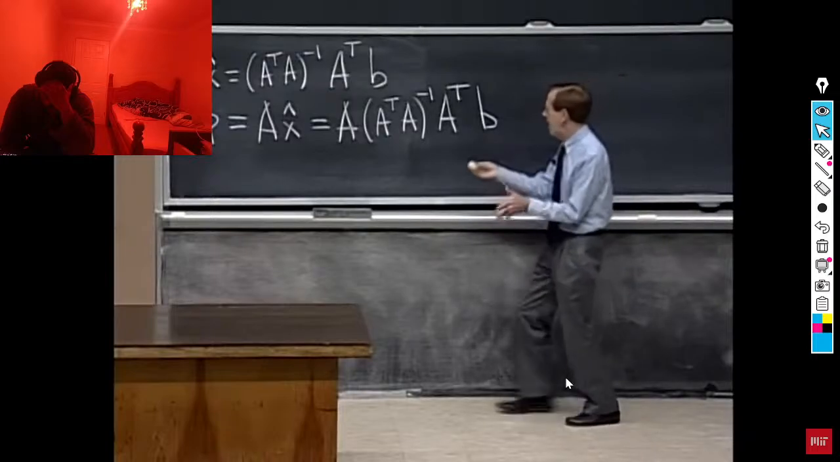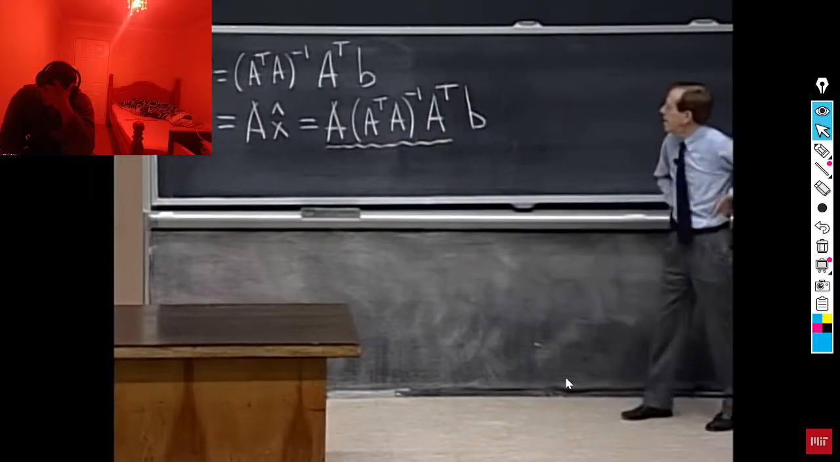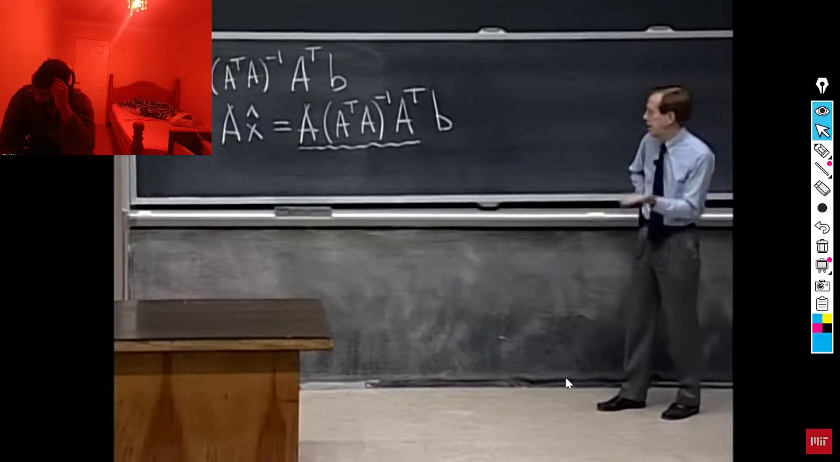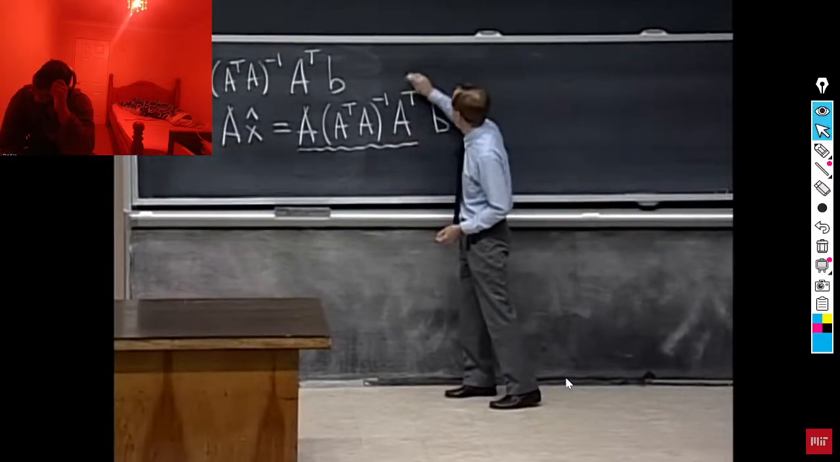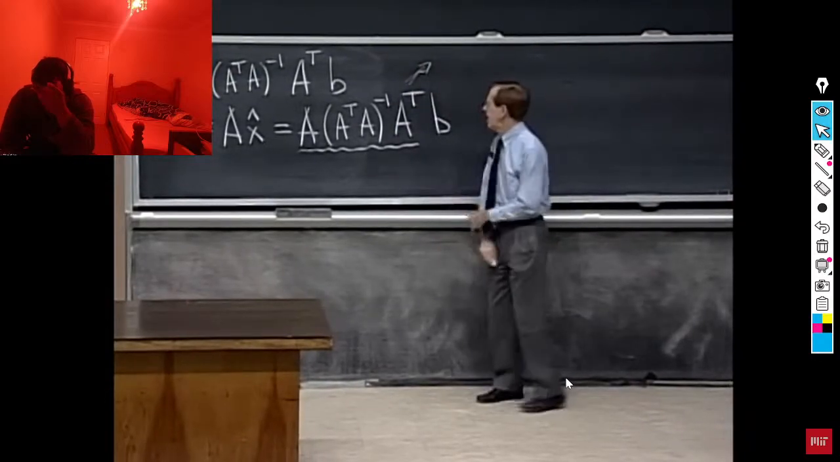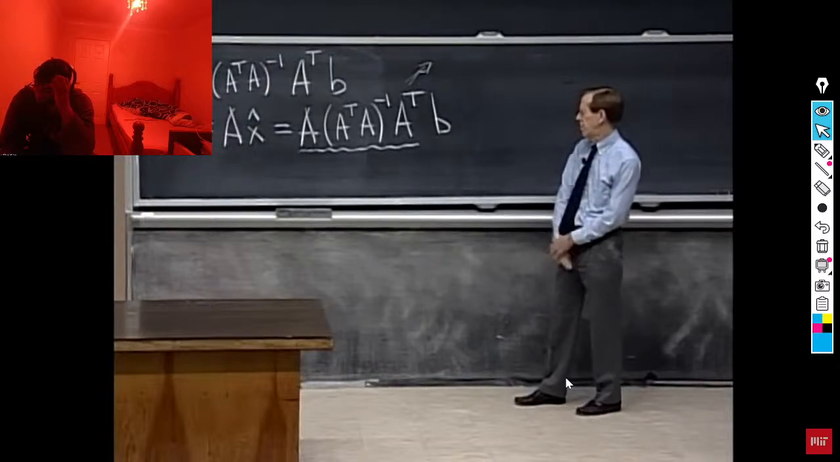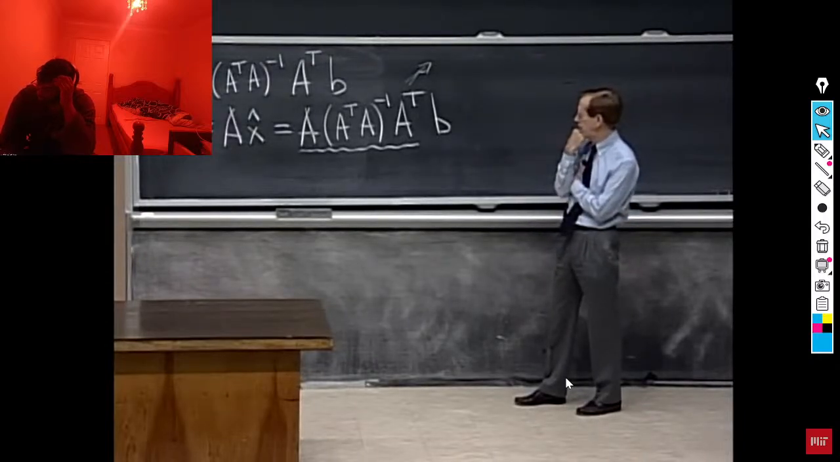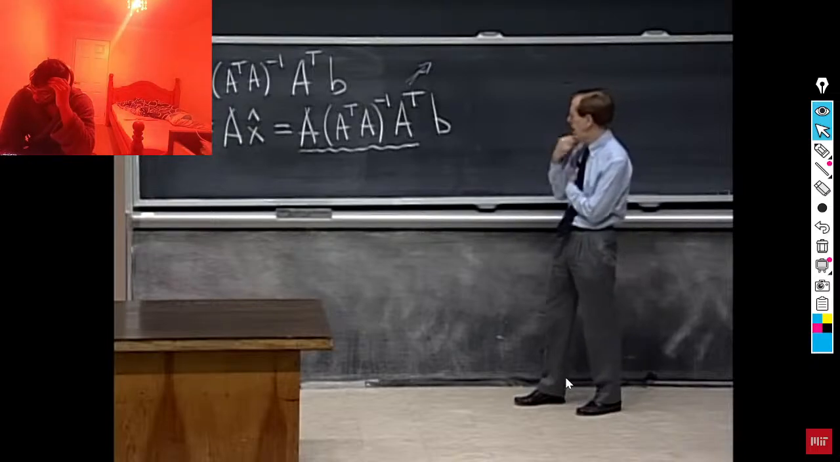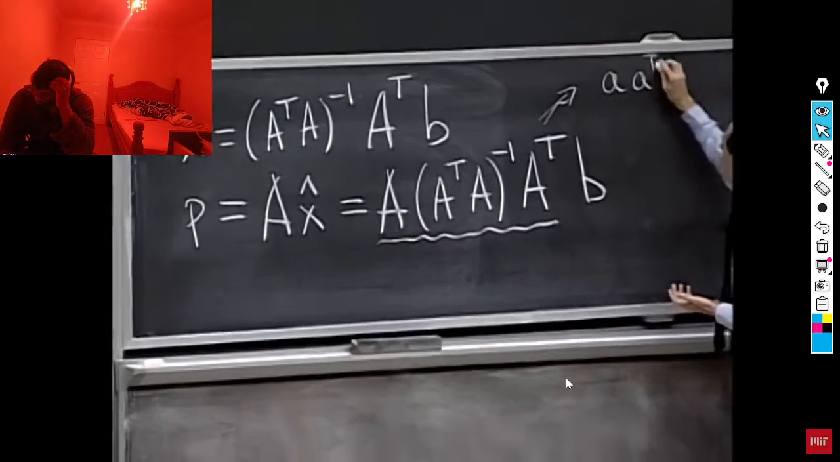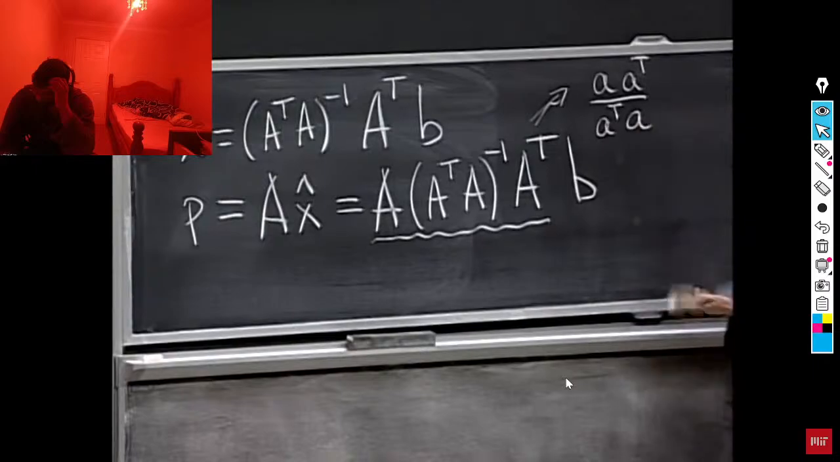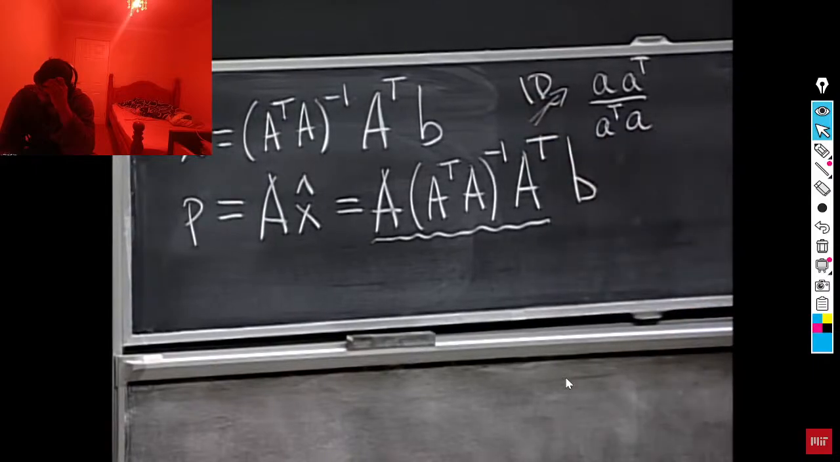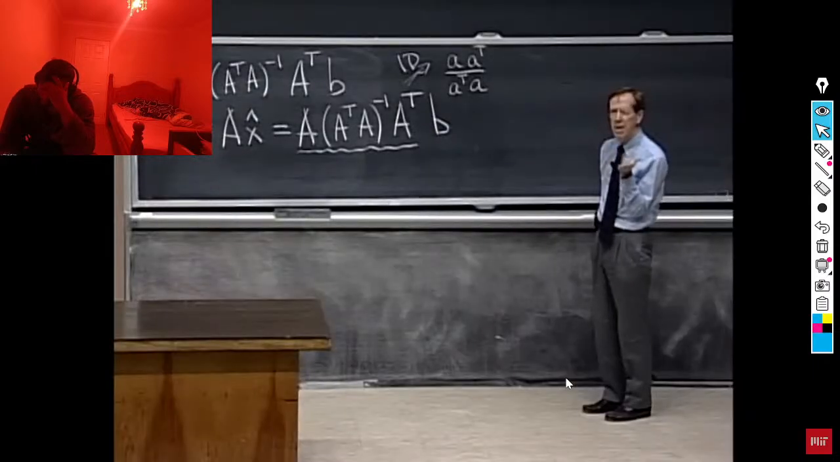That's looking a little messy, but it's not bad. That combination is our magic combination. We must have had this thing way back at the beginning of the lecture. What was it? Oh, A was just a column, so it was little a transpose b over a transpose a, right? That's what it was. It's 1D.